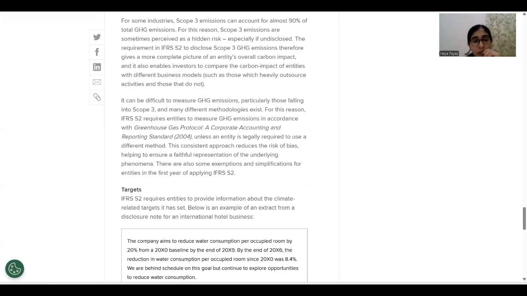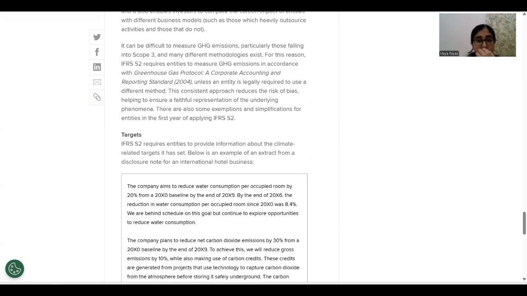It can be difficult to measure GHG, particularly those falling into scope 3, and many different methodologies exist. For this reason, IFRS S2 requires entities to measure GHG according to the Greenhouse Gas Protocol Corporate Accounting and Reporting Standard, unless an entity is legally required to use a different method. This consistent approach reduces the risk of bias, helping to ensure a faithful representation of underlying phenomena. There are also some exemptions for entities in the first year of applying IFRS S2. So, whatever IFRS principles are required for faithful representation, that is being followed here.